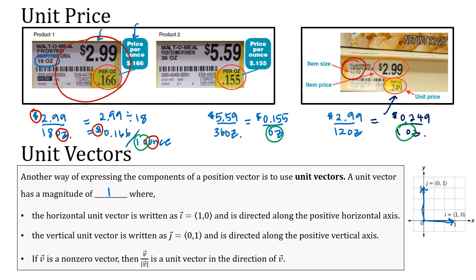Now, just like with a unit price where we did a lot of division, the price of the item by its size, a unit vector can be found also by dividing. If the vector v is a non-zero vector, then if we take that vector and we divide it by its magnitude, that will be a unit vector in the direction of the original vector v. And we're going to look at some examples of those in just a minute.